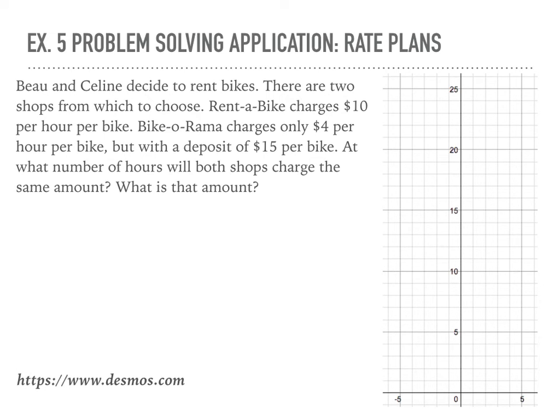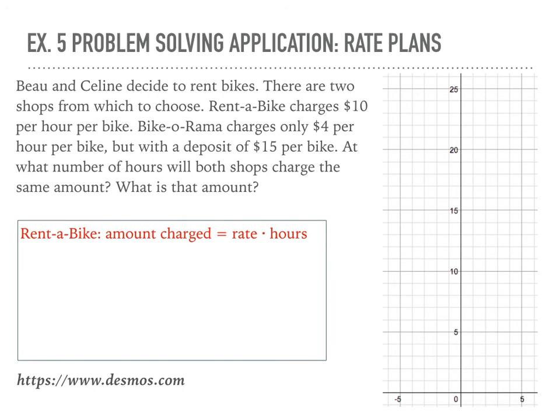So again, if I go to Desmos.com, I can graph these equations, but right now I don't have any equations. So let's pull the important information out of the problem. Rent-A-Bike is a flat rate. It's the $10 per hour, so that equation would be y equals 10x. It's proportional, right? So that graph would go through the origin and have a slope of 10. Now, Bikerama: the amount that's charged is going to be the rate of $4, so it's a less steep slope, but it has a y-intercept of 15.